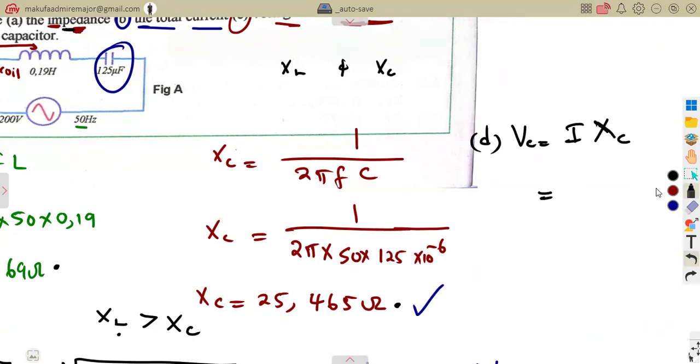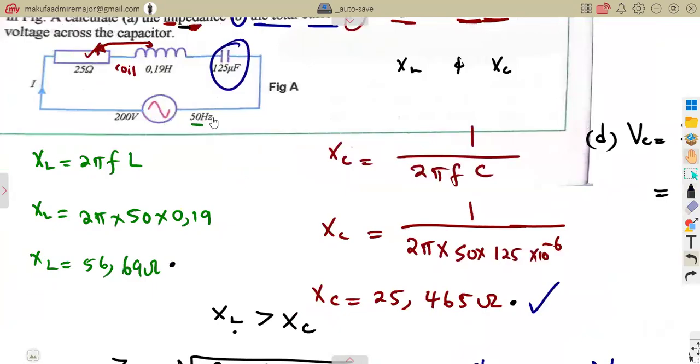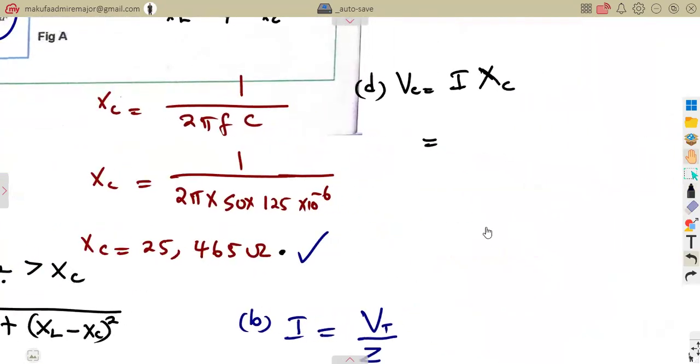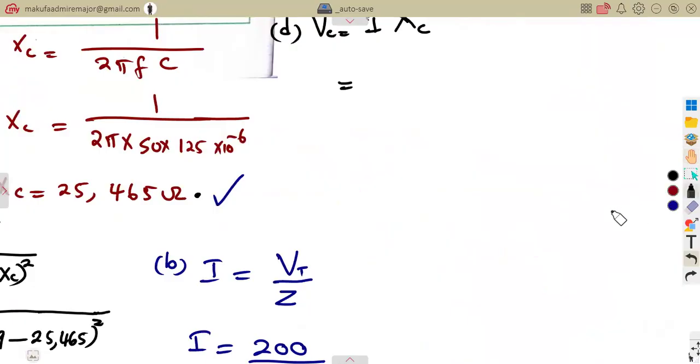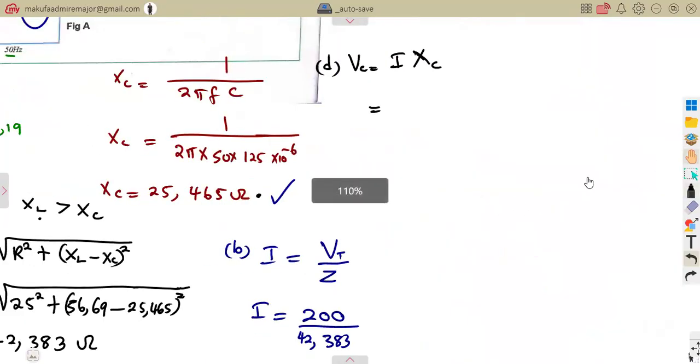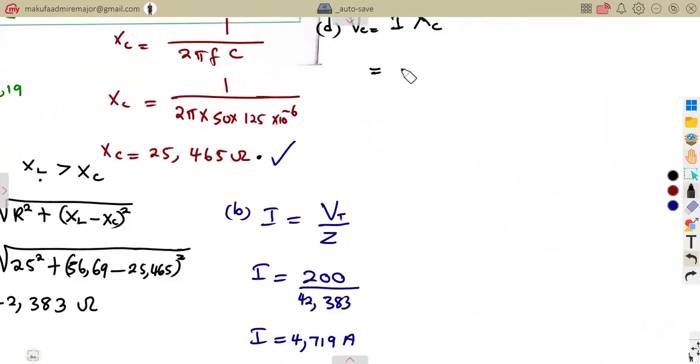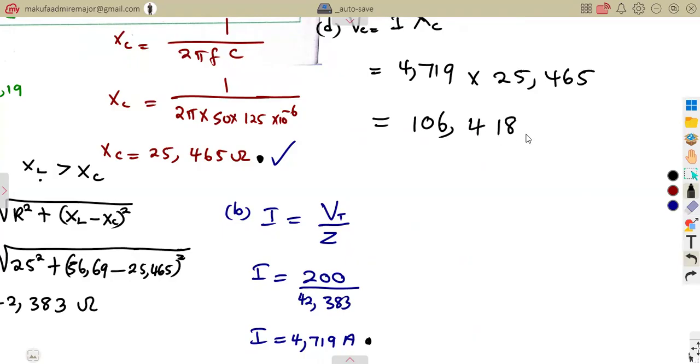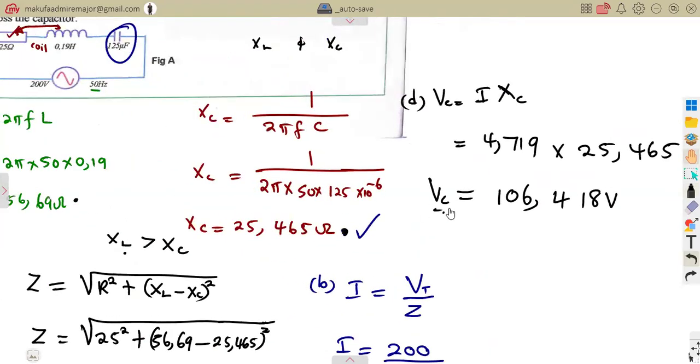The current, remember, in a series circuit, the current is the same. So we are going to consider the total current that we calculated before, that was 4.719, times the reactance across the capacitor, which is 25.465. So this is going to give us the voltage of 106.418 volts.